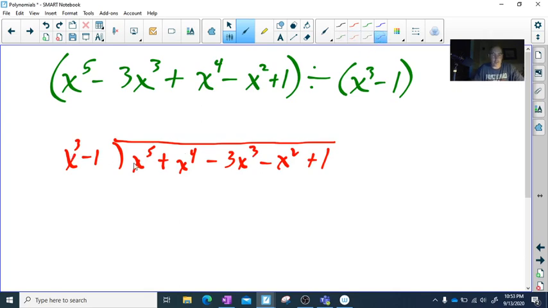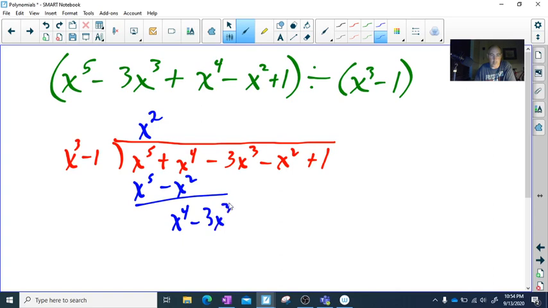Here we go. X to the 3rd, I want to get x to the 5th. So I got to multiply by x squared. There's my x to the 5th minus x squared. Now things are way out of whack here. So those are going to eliminate. X to the 4th is next. So x to the 4th is going to come down to give me x to the 4th. The next, remember, you always keep going down the exponent list. So the next exponent we should deal with is the x to the 3rd. So it's going to be negative 3x to the 3rd. Take away any x to the 3rds that are underneath here. There's none, so it's negative 3x to the 3rd.